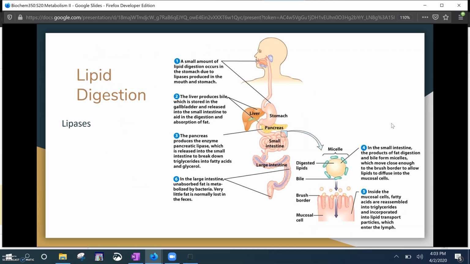So a small amount of digestion occurs in the stomach due to the lipases that are in the stomach, but most of the digestion is really in the small intestine through the secretion of bile salts, and we'll talk about those in a minute. And then the pancreas secretes some more enzymes into the small intestine to break down fats, so most of this is happening in the small intestine.